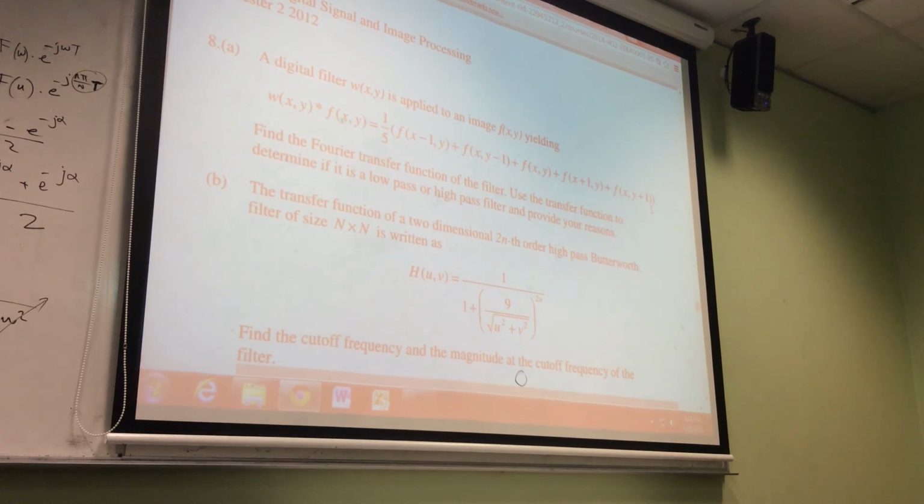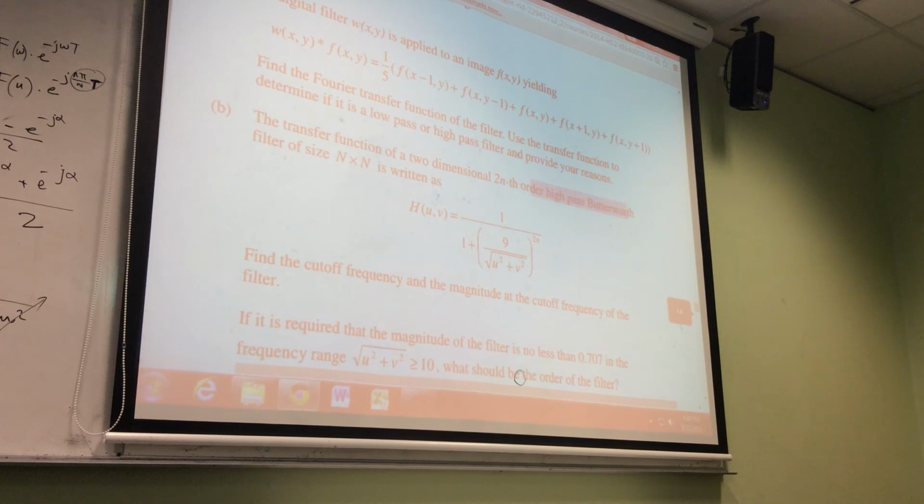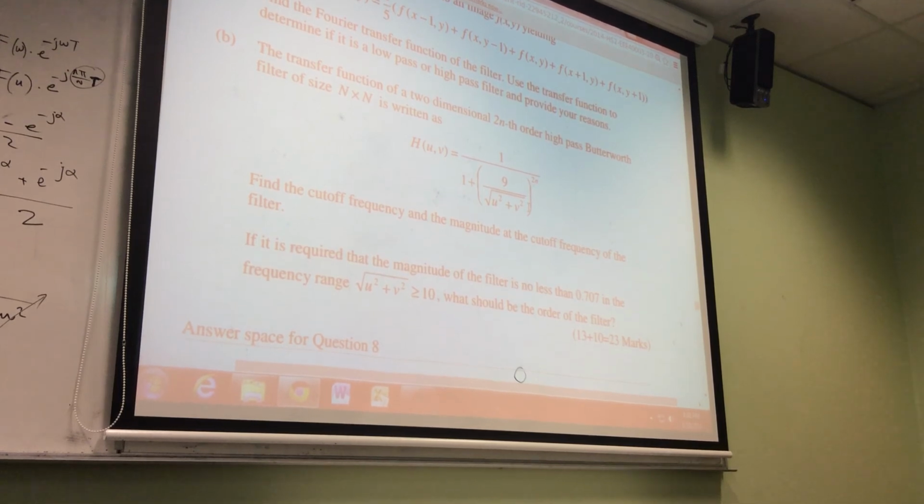Probably high pass. Then it gives you a high pass Butterworth filter. So for this one we just use the equation. There's already an equation over there, if you're lucky because you already have the equation. If not, you need to remember. So you just need to solve that one.